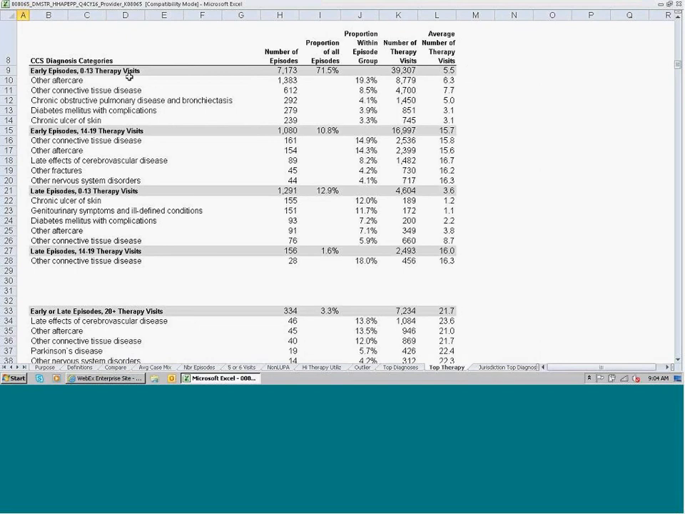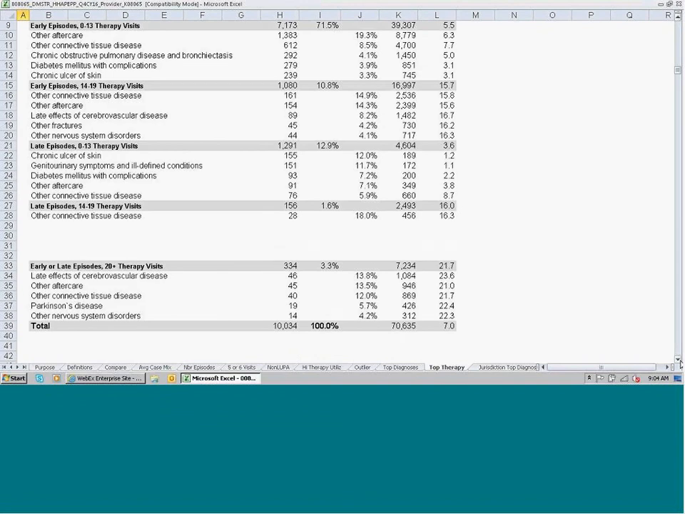But then within each of these 5 categories, we're displaying the CCS diagnosis categories for those episodes, telling you the number of episodes and the proportion within that episode group, the number of therapy visits, and the average number of therapy visits. This is a supplemental report. It doesn't have any bearing on outlier status. Actually, both of these, the top therapy and the top diagnoses, are supplemental reports. They're included for your information and for your use.